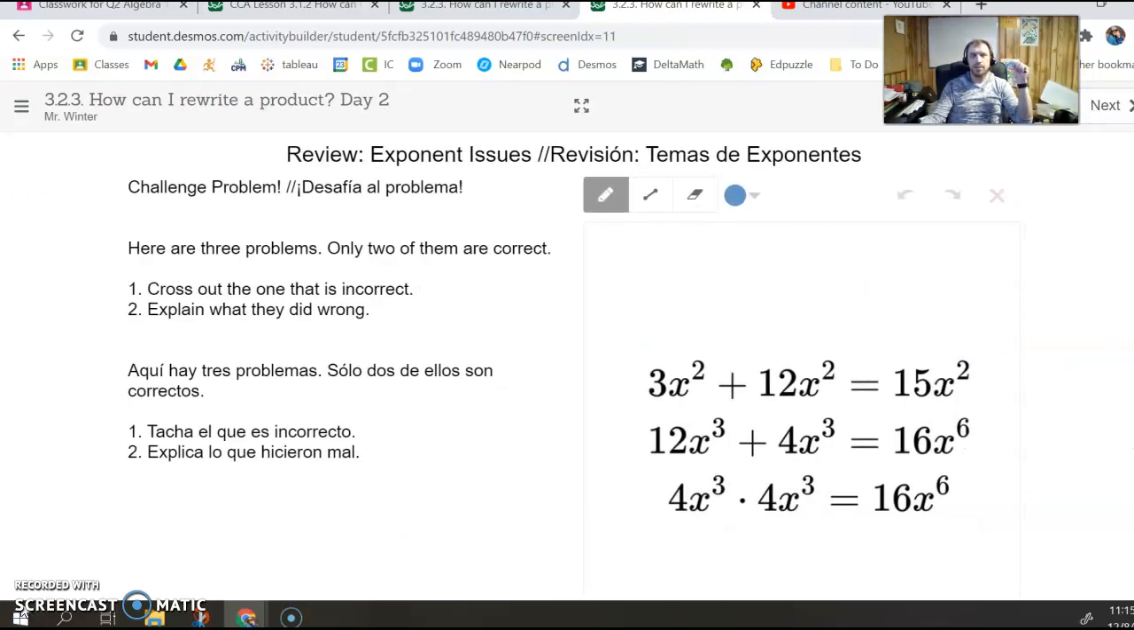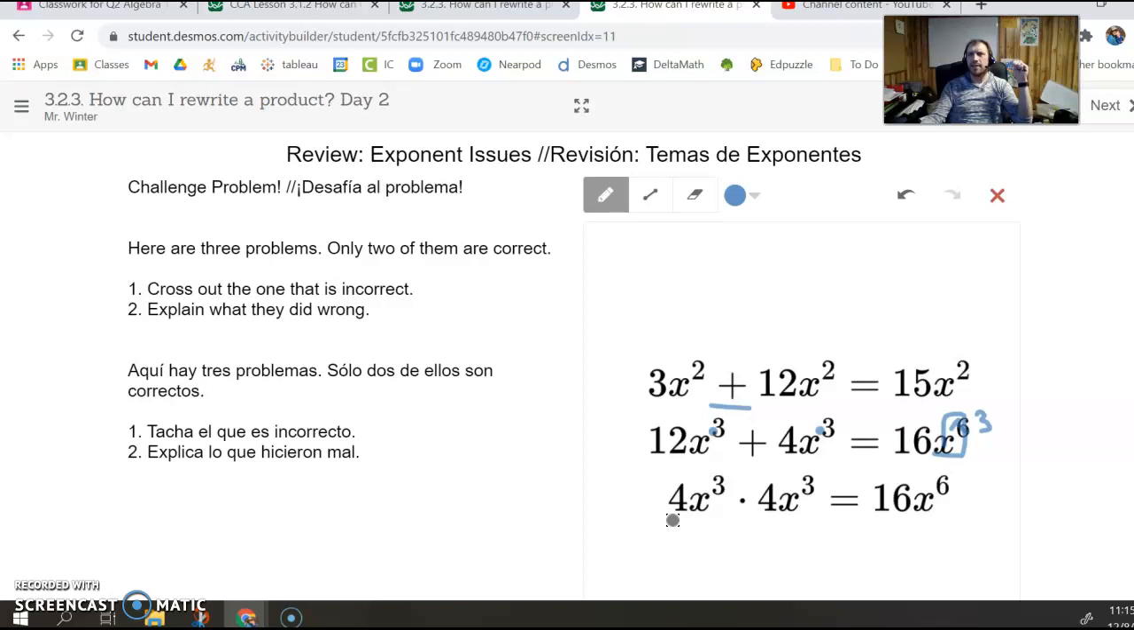Pause this one and take a look. So this one's a little bit of a mixed one, right? We're adding these two bases, so do we change the exponents? No, so that looks correct. 3 plus 12 is 15. Good. Here I'm adding, so do we change the exponents? No. 12 plus 4 is 16. Wait a second, 12 plus 4 is 16, but why do I have x to the 6th power? When we add the bases, we don't change the exponents, right? And so this one is incorrect. What do you think it should be? Yeah, it should be 3.